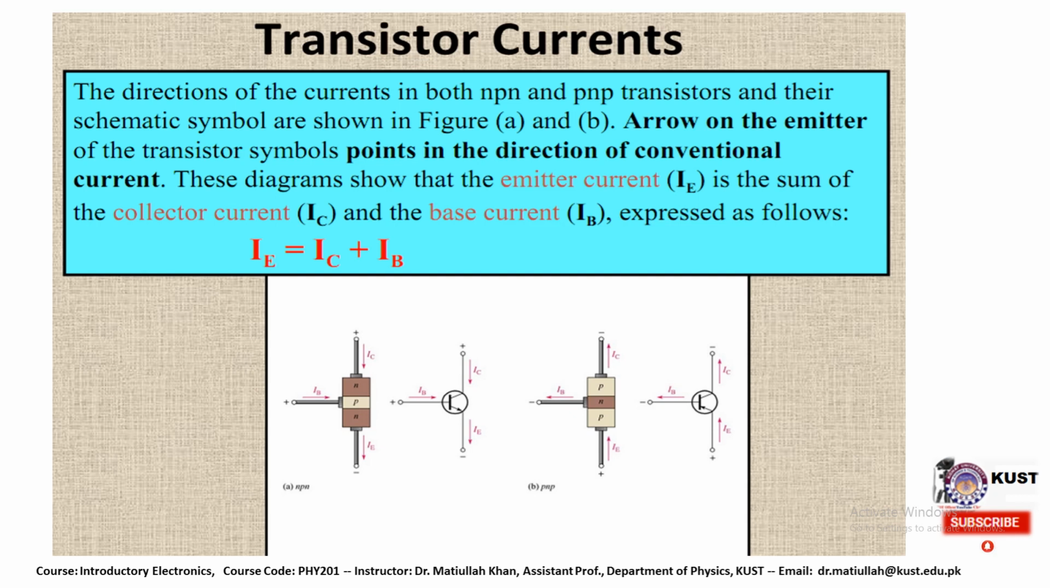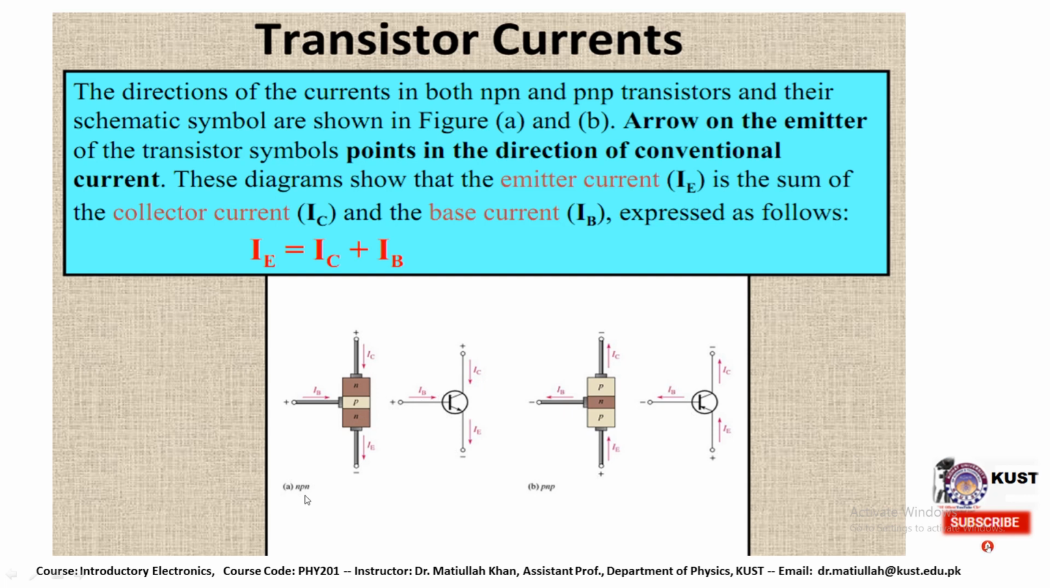The direction of current in both NPN and PNP transistors and their schematic symbols are shown here in these figures. We are looking toward the arrow on the emitter of the transistor symbols, which points in the direction of conventional current. It is very clear in the case of NPN that the arrow basically represents the conventional current.